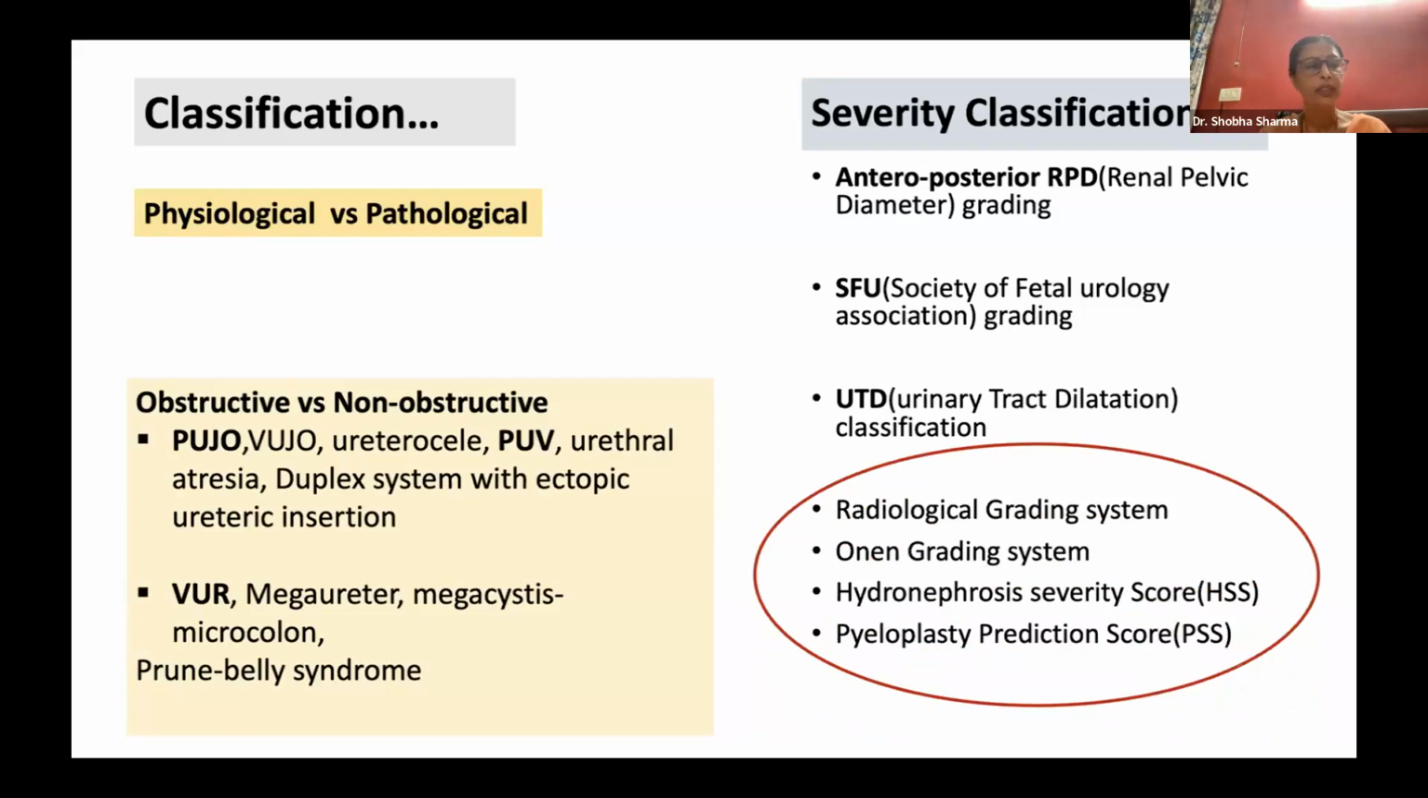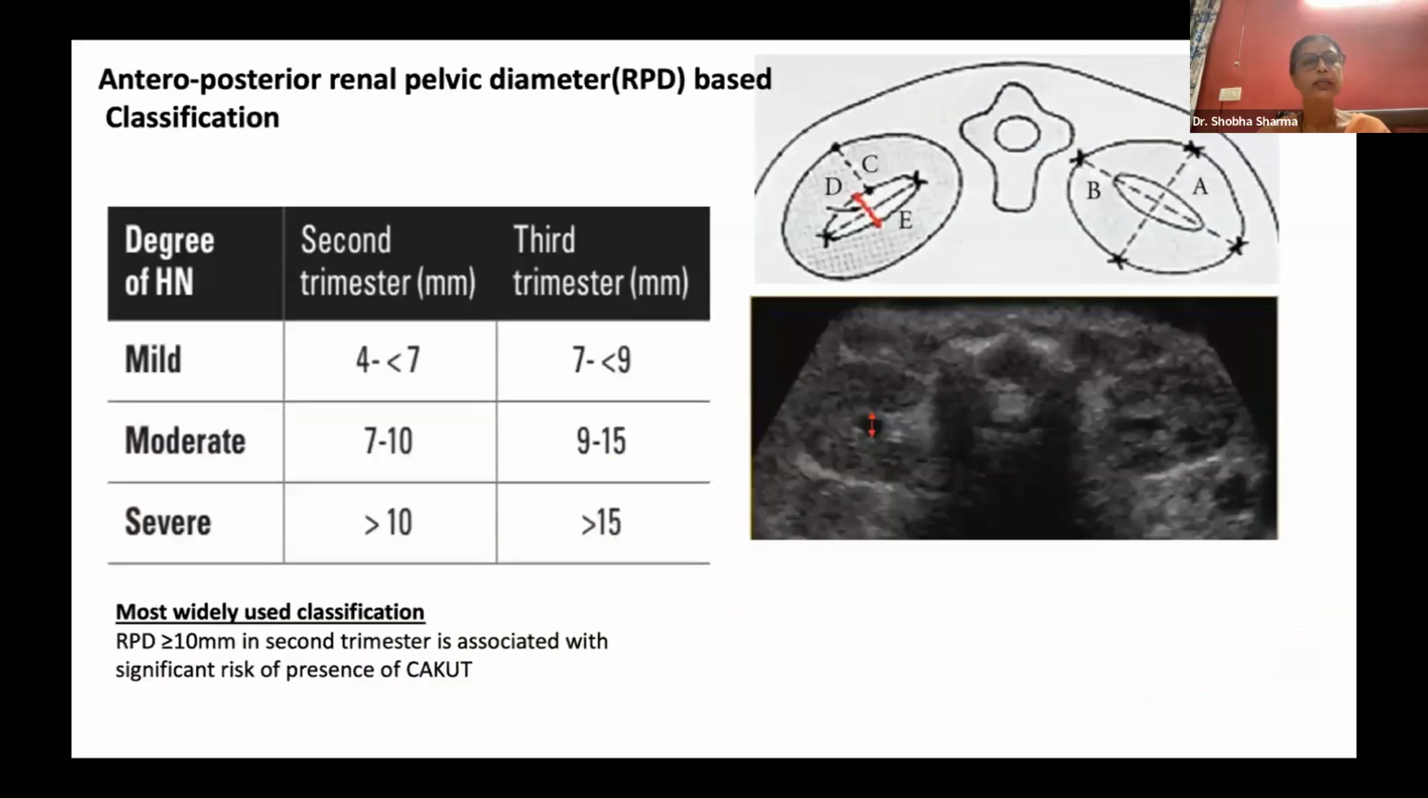Like the radiological grading system, it is almost the same as the SFU grading system, except that it has 5 grades instead of 4, which we will be knowing in just a few slides. And they have graded accordingly, like the presence of mild or severe parenchymal thinning. Similarly, the Onen grading system also has 4 grades, and they have differentiated between medullary thinning and cortical thinning separately. In hydronephrosis severity scoring, they have based it on the renal dynamic scan and the ultrasound finding, just to predict the need for surgery. And the pyeloplasty prediction score similarly is based on the SFU and RPD system. So we'll be concentrating on the more widely used classifications, starting with the APD, or anterior posterior renal pelvic diameter classification grading.